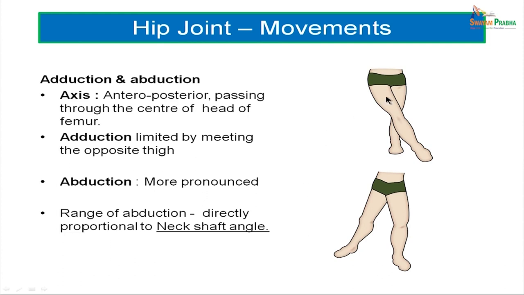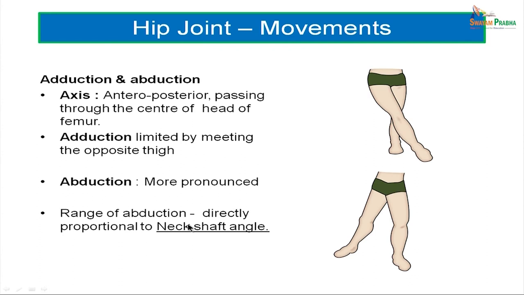The next set of movements which occur at the hip joint include adduction and abduction. Adduction is movement of the thigh towards the midline, and abduction is movement of the thigh away from the midline. The axis is an antero-posterior axis which passes through the center of the head of the femur. Adduction is limited by meeting of the opposite thigh, and abduction is a more pronounced movement. The range of abduction is directly proportional to the neck shaft angle.